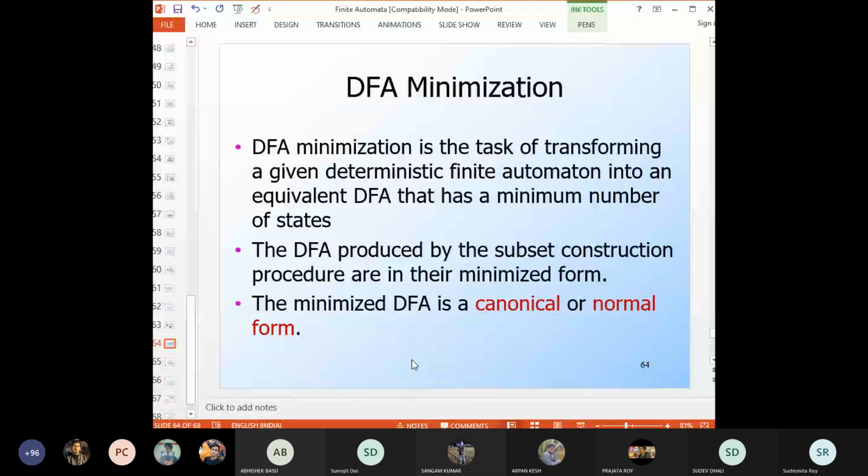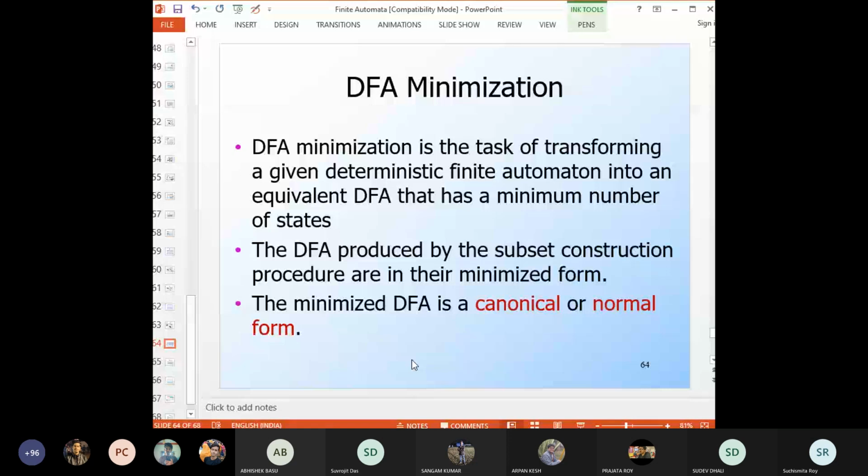So DFA minimization is the task of transforming a given DFA into an equivalent DFA which has the minimum number of states. In some texts you will find this is called the state minimized DFA. Because remember, a DFA is not only states, there are also transitions. You might say, why not reduce the number of transitions? Maybe an extra state or so, doesn't matter. No, the state minimized DFA is going to be called the minimized DFA.